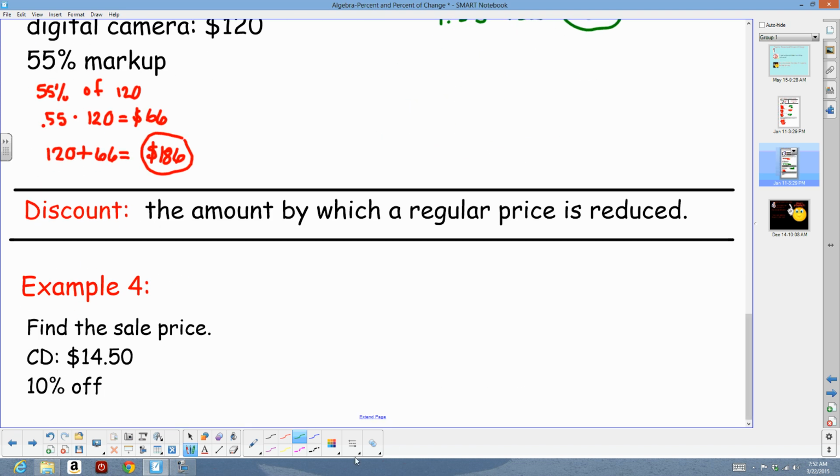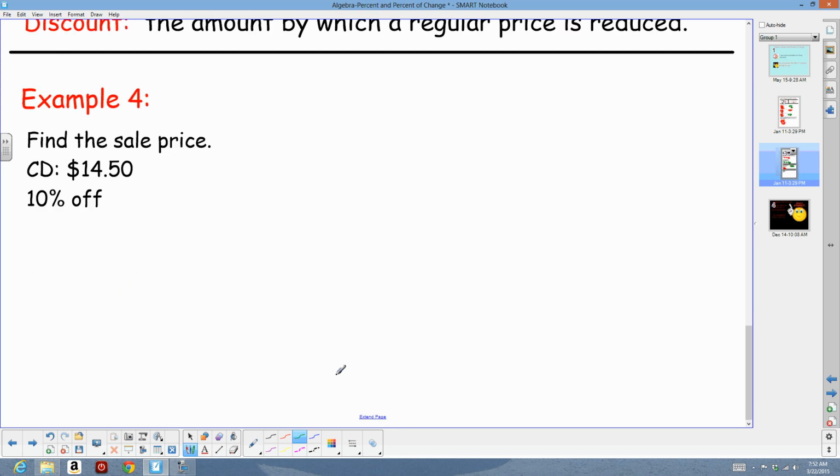And the last one is a discount. Find the sale price if a CD is $14.50 and then it's 10% off. So going the long route, we're going to figure out what 10% of 1450 is. So you could either take 10% and change it to a decimal and say 0.10 times 1450, or you might know that 10% means 1/10 of something, or dividing it by 10, which just moves the decimal one place to the left. So $1.45 is the discount.